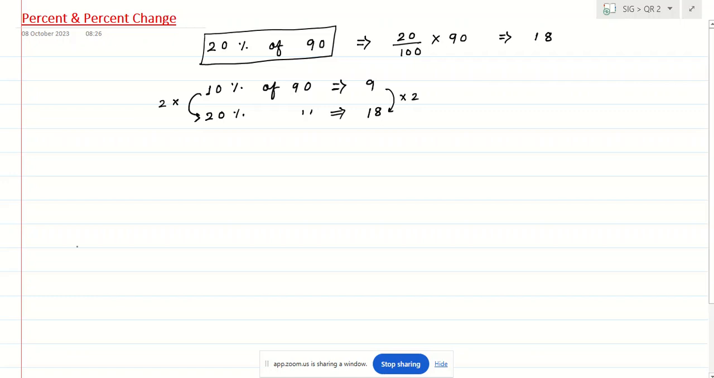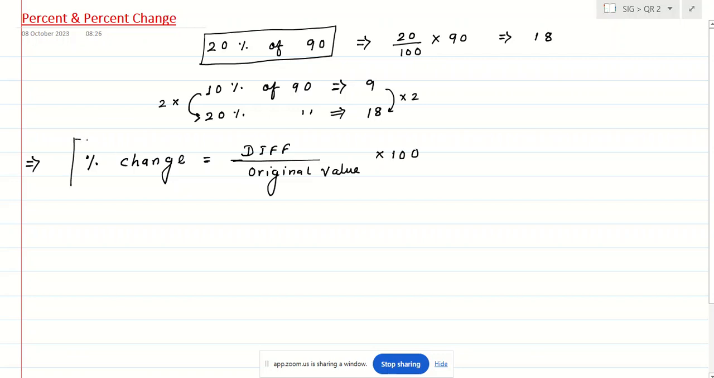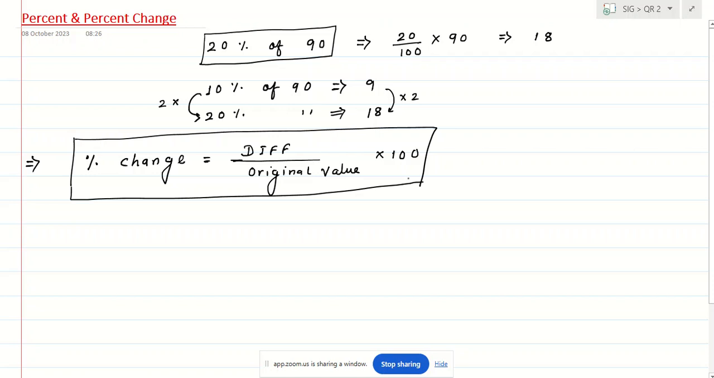Now what is important here, everybody, for GRE and GMAT? Very important is the formula we use, the expression, that is percentage change. Percentage change equals the difference divided by the original value, into 100. You can make a note of this. It is very, very important to understand this expression.